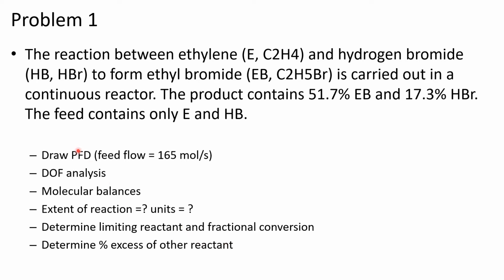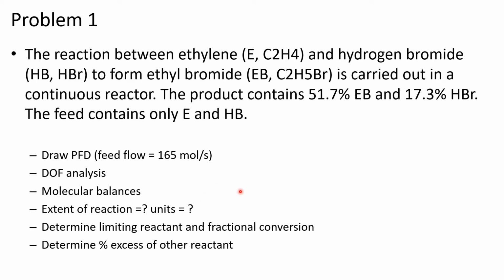To answer these questions, we're going to start by writing the chemical reaction and balancing it, and then drawing a process flow diagram, assuming a feed flow rate of 165 moles per second. Next, we'll do a degree of freedom analysis for our process flow diagram. We'll find the problem solvable. Next, we're going to write molecular balances, the mass balances that allow us to solve for the unknown compositions and flows. And then in the course of this, we're going to determine the extent of reaction and answer the question, what are the units of it? Something that we have not spent a lot of time on thus far.